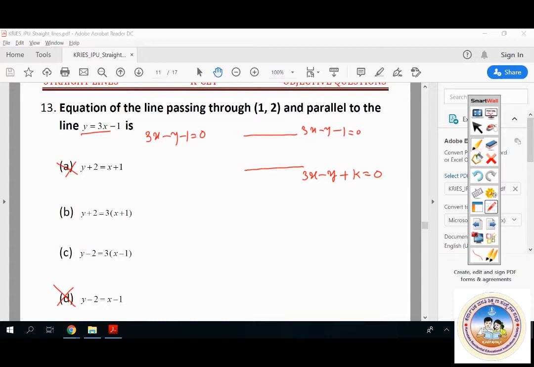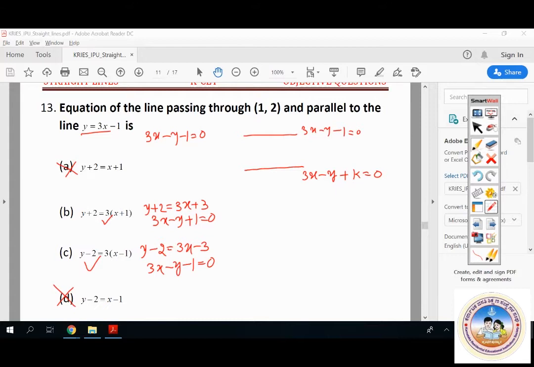ಈ ಆಪ್ಷನ್ ಬಿ ನ ನೀವು ಸರಿಯಾಗಿ ಬರ್ಕೊಂಡಾಗ y plus 2 is equal to 3x plus 3 ಬರ್ತಾ ಇದೆ. 3x minus y plus 1 is equal to 0 ಇದೆ. This may be the choice. ಆದ್ರೆ ಆಗ್ಬೋದು ನೋಡೋಣ. ಹಾಗೆ ನೆಕ್ಸ್ಟ್ ಒನ್ ನೋಡ್ಕೊಂಡಾಗ y minus 2 is equal to 3x minus 3 ಇದೆ. This is 3x minus y minus 3 plus 2, it becomes minus 1 is equal to 0. ಎರಡು ಪಾಸಿಬಿಲಿಟೀಸ್ ಇದೆ. Either B may be correct or C may be correct.